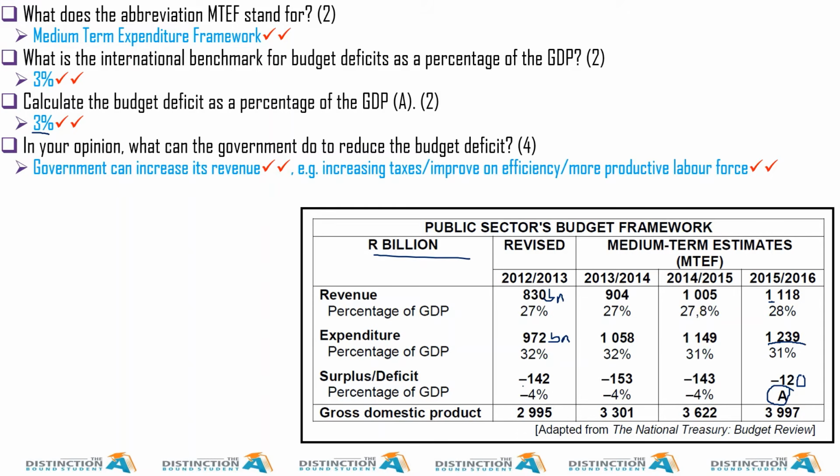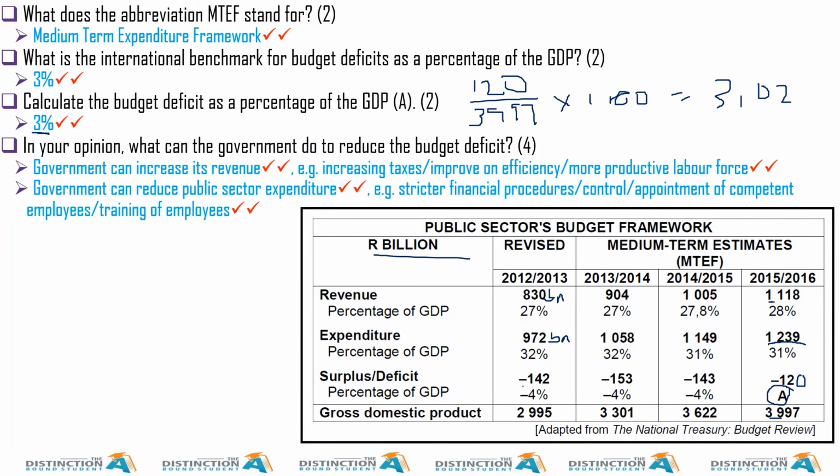That thing I was telling you, let me just write it for this. I didn't calculate, just try this one. If you say 120 divided by 3997 times 100, see what you get. I think you'll get 3.0 something, somewhere there. So just try to do it. You will see why it says 3% here.